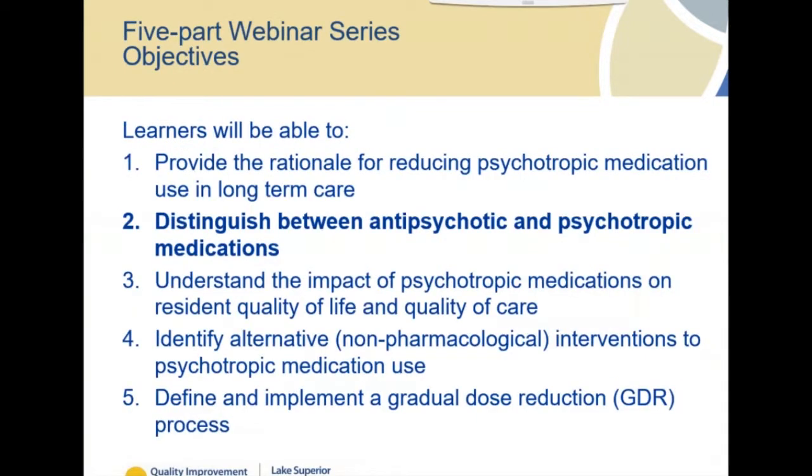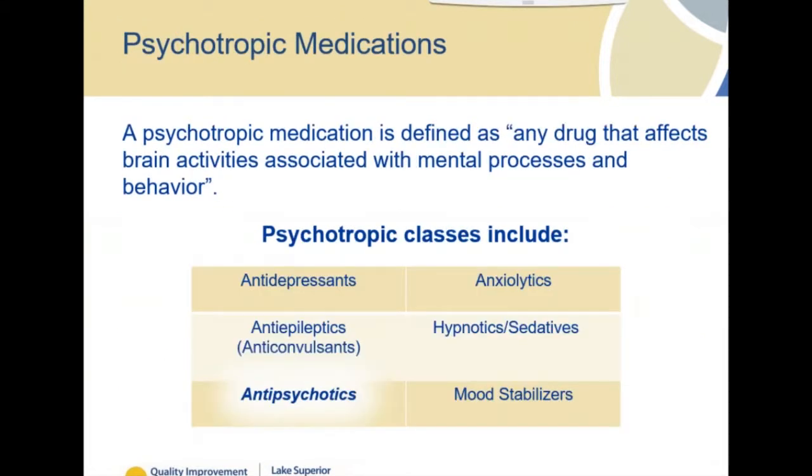After this webinar, learners will be able to distinguish the difference between antipsychotic and psychotropic medications. A psychotropic medication is defined in Regulation 483.45(c)(3) of the State Operations Manual as any drug that affects brain activities associated with mental processes and behavior. Psychotropics are also called psychoactives, and these medications impose their primary or significant effects on the central nervous system, thus affecting the mind or mental processes.